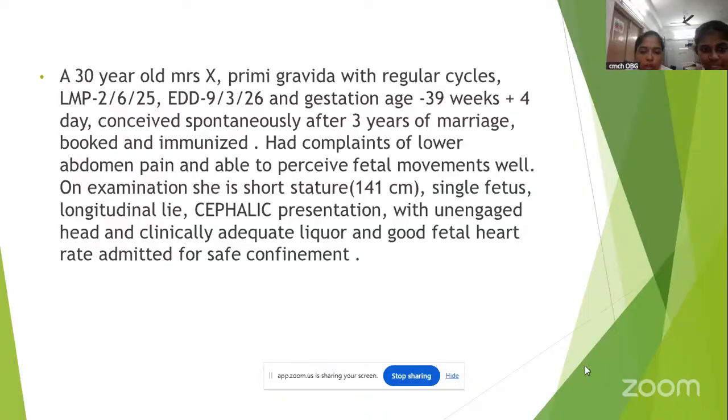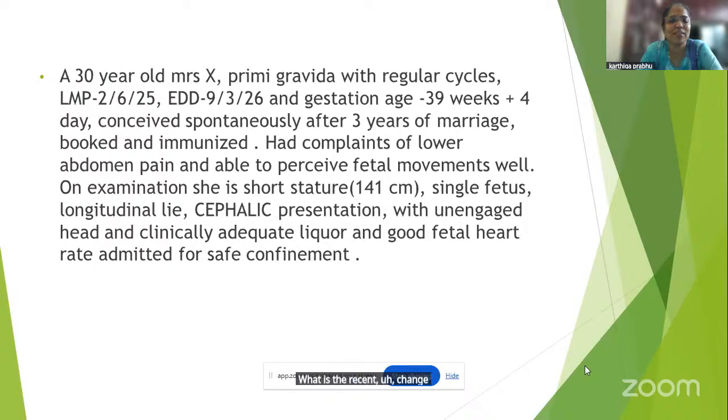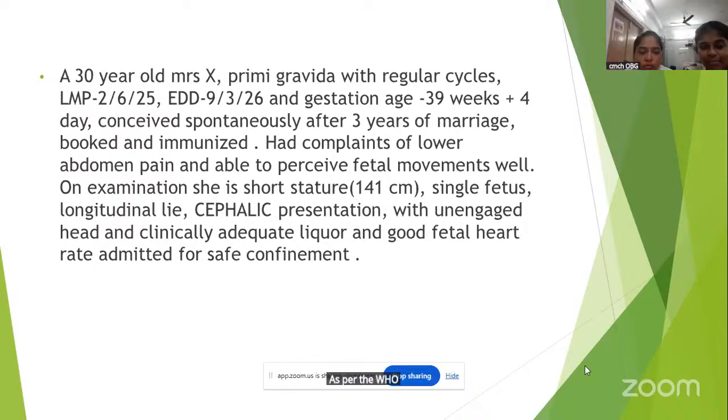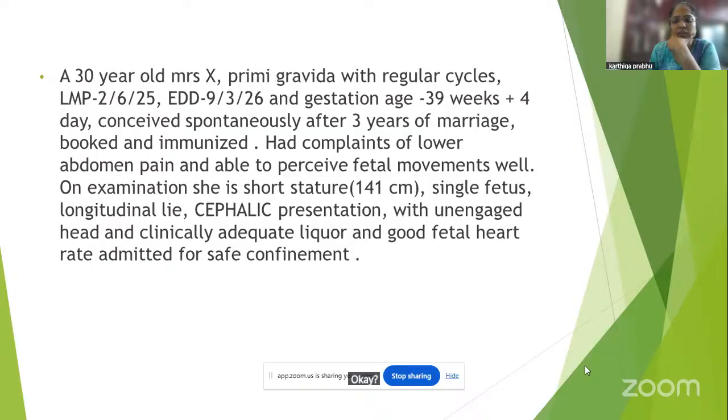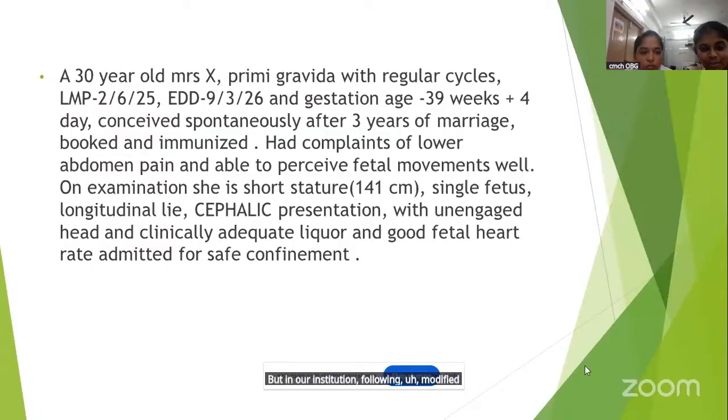When do you say the patient has gone to the active phase? After 4 cm dilatation, ma'am. What is the recent change? As per the WHO labor care guide, ma'am, it is more than or equal to 5 cm dilatation. Okay. But we are following the modified WHO partogram.